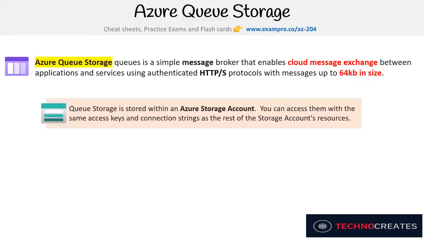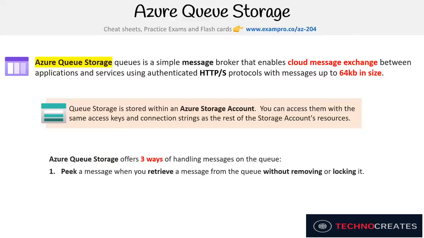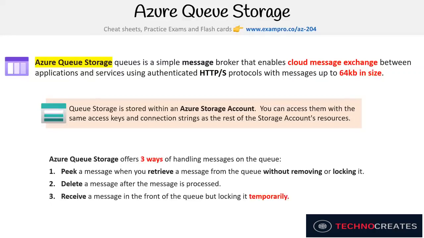There are three ways of handling messages for Azure Queue Storage. The first is peek, and as it says, it will retrieve or look at a message in the queue without removing or locking it. You have delete, so that will delete a message that is being processed, and receive, so that is a message at the front of the queue, but it gets locked temporarily while it is being used.